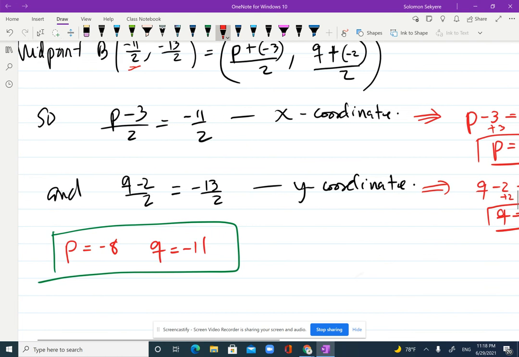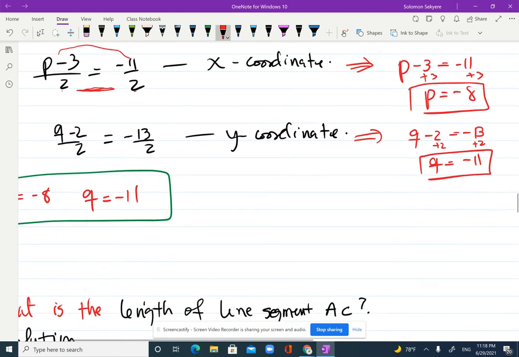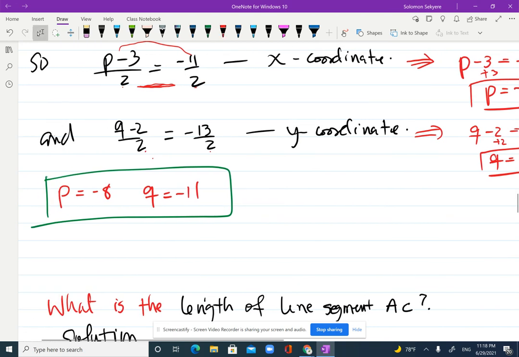If (P minus 3) over 2 is equal to -11 over 2, since we have the same denominators here, this is easy, we can say the numerators are the same. So P minus 3 equals -11 and P equals -8. And for the y coordinate, (q minus 2) over 2 is equal to -13 over 2. Normally you cross multiply, but the quicker way is to notice that the denominators are the same, therefore the numerators should also be the same. Otherwise you cross multiply and then solve it. Cool?